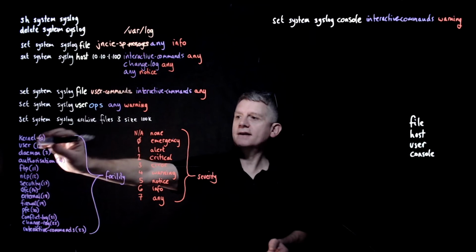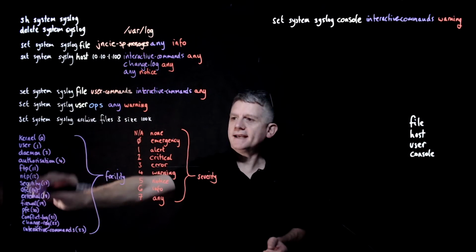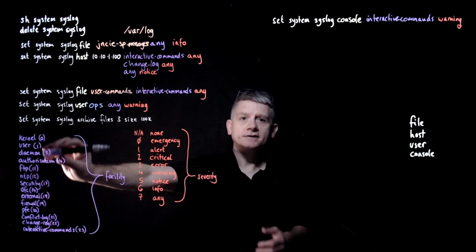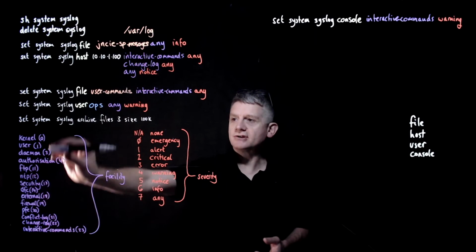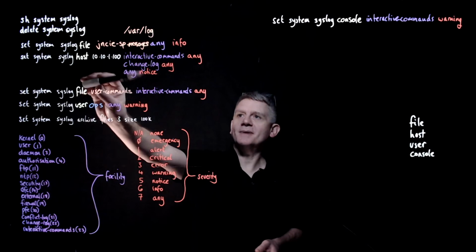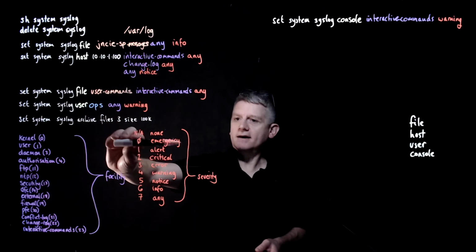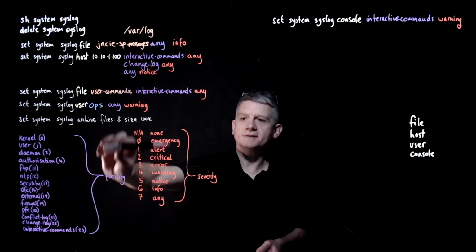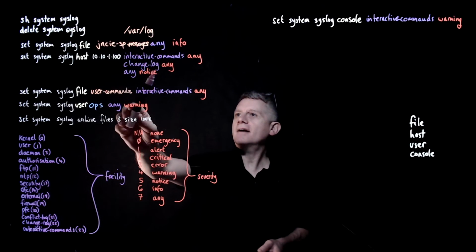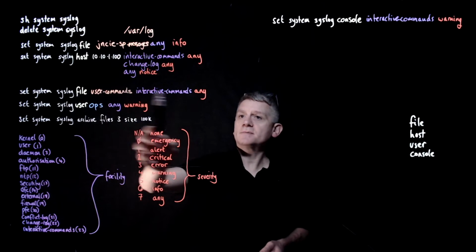And then finally, we're going to be putting in all of the facilities, so all of the information from security, firewall, change-log, etc. And that's up to and including notice. So this will be emergency, alert, critical, error, warning, and notice. So up to here. Okay, so that goes to that host. So we've got another file here.